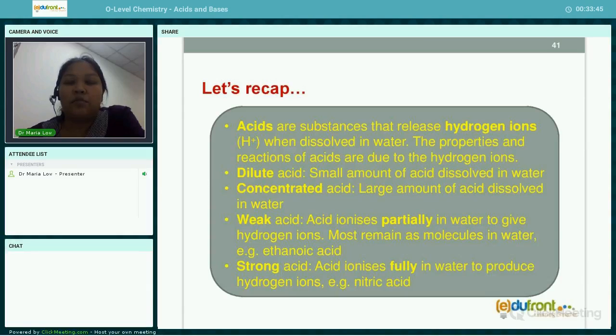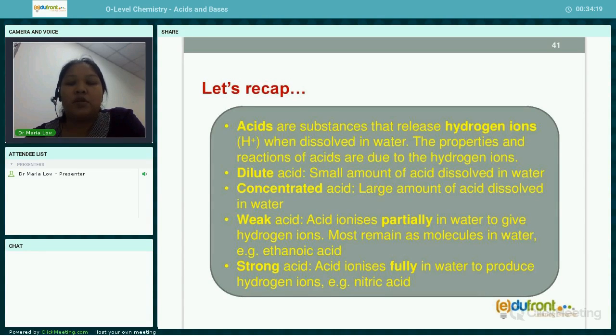So I've talked about acids, I've talked about bases, and I've talked about the pH scale. Now let's do a recap of the things that we have mentioned earlier on. Let's take a look at acids. Acids are substances that release hydrogen ions, H plus ions, when they dissolve in water. Properties and reactions of acids are due to these hydrogen ions. Without these hydrogen ions, you will not have any appropriate reactions with the acids.